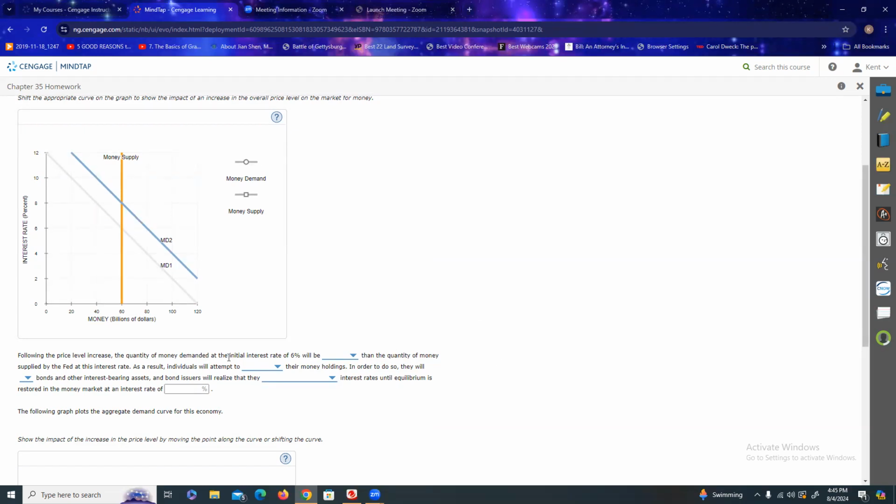So anyway, let's see. Following the price level increase, the quantity of money demanded at an interest rate of 6%. Okay, there's the 6%. That was the old equilibrium. See, there it is, 6%. Demand now shifts out. And we see at 6% now, remember the interest rate is the price of money. So at a price of 6%, quantity demanded is out here. The demand is out there.